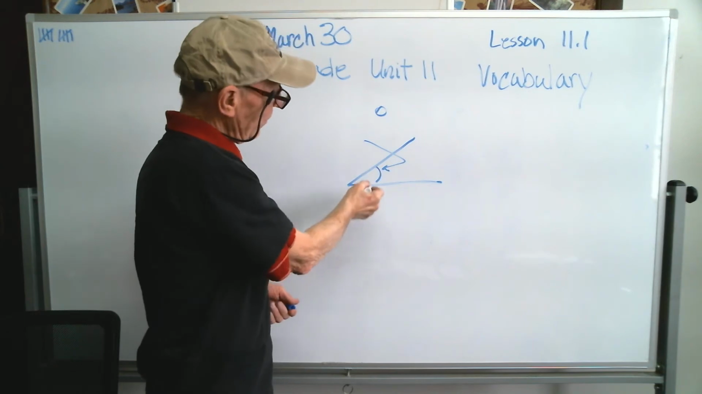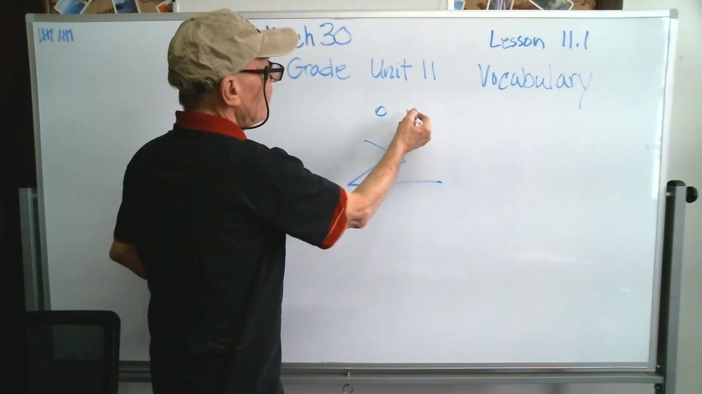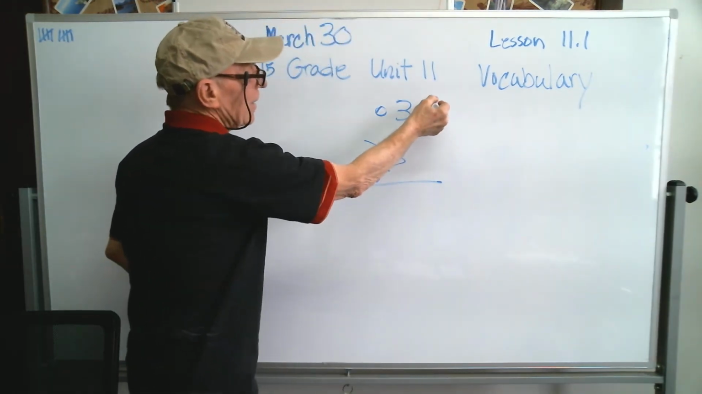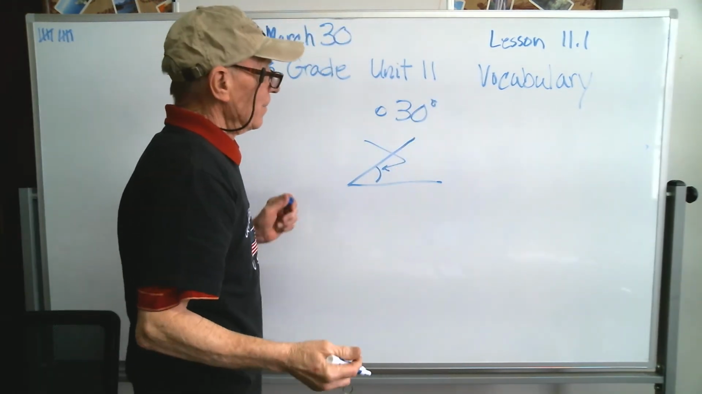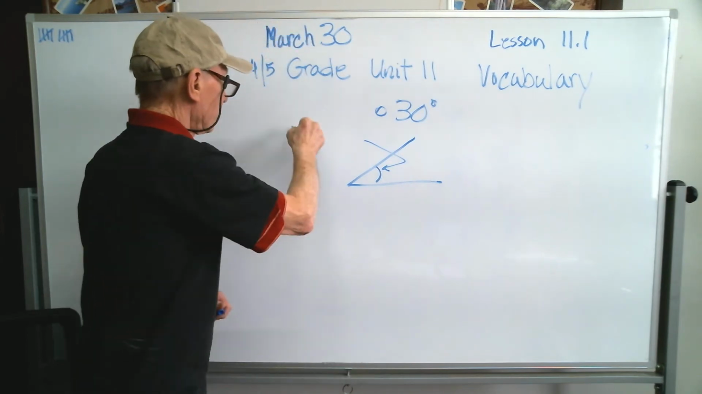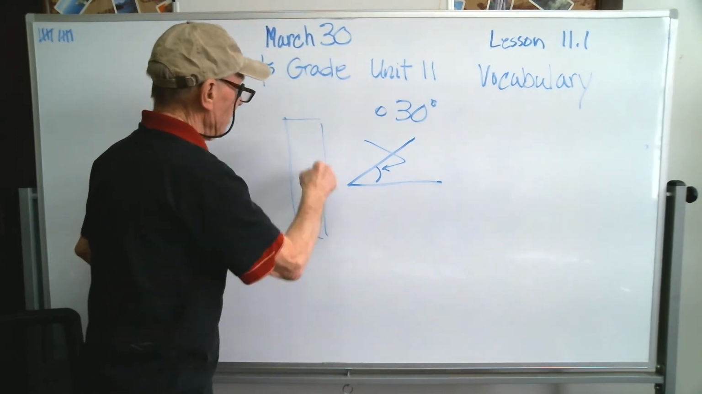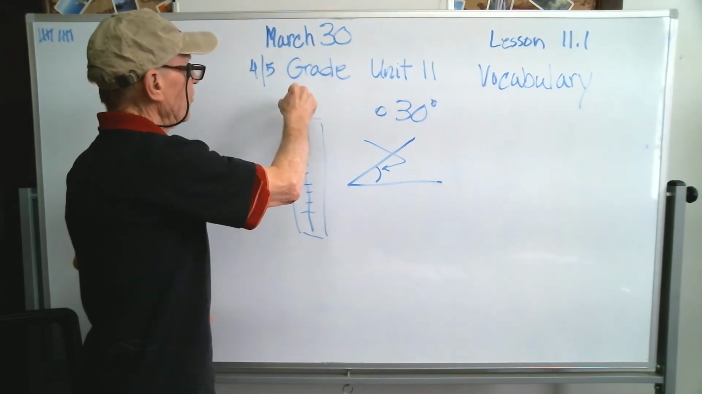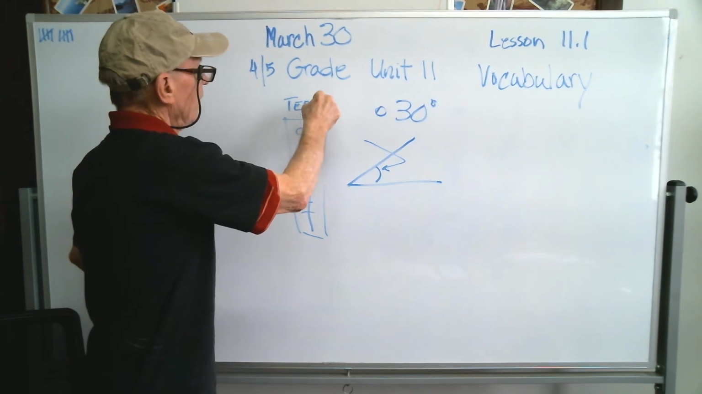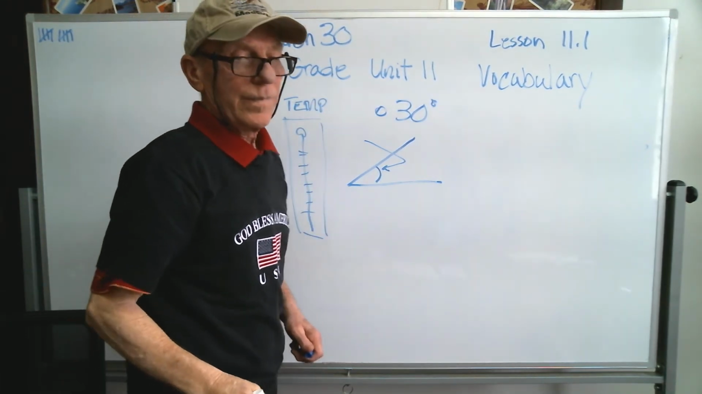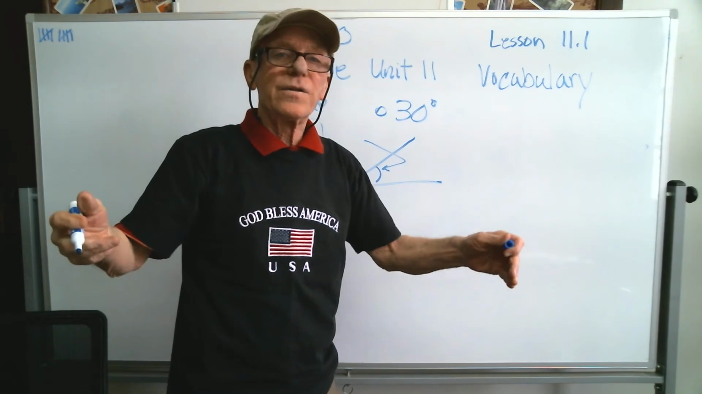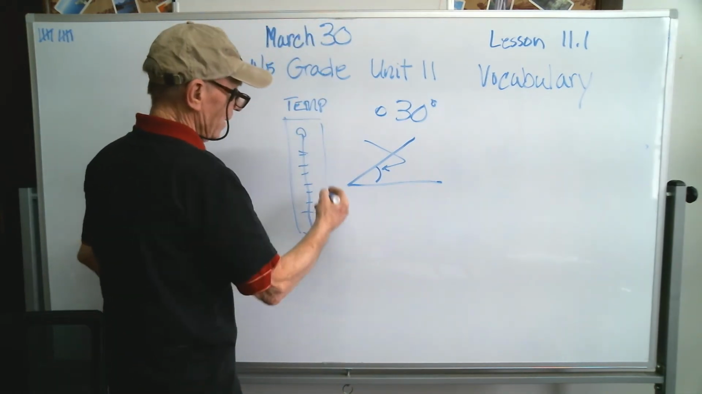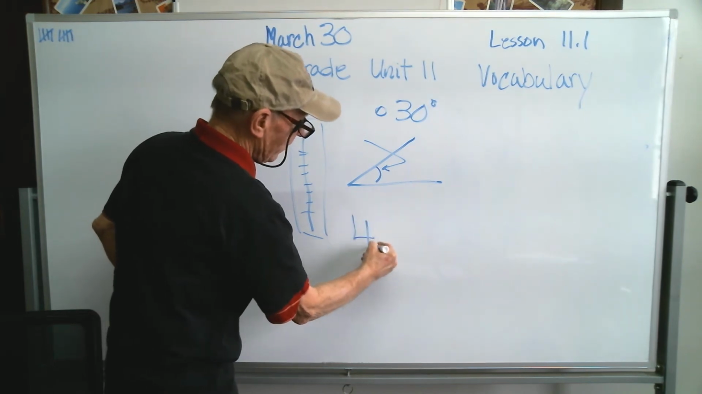So degree, for example, this looks to me like about a 30-degree angle. So you would write it with that little circle. Degrees also can be used to measure temperature. It's 45 degrees outside. You use the same symbol.